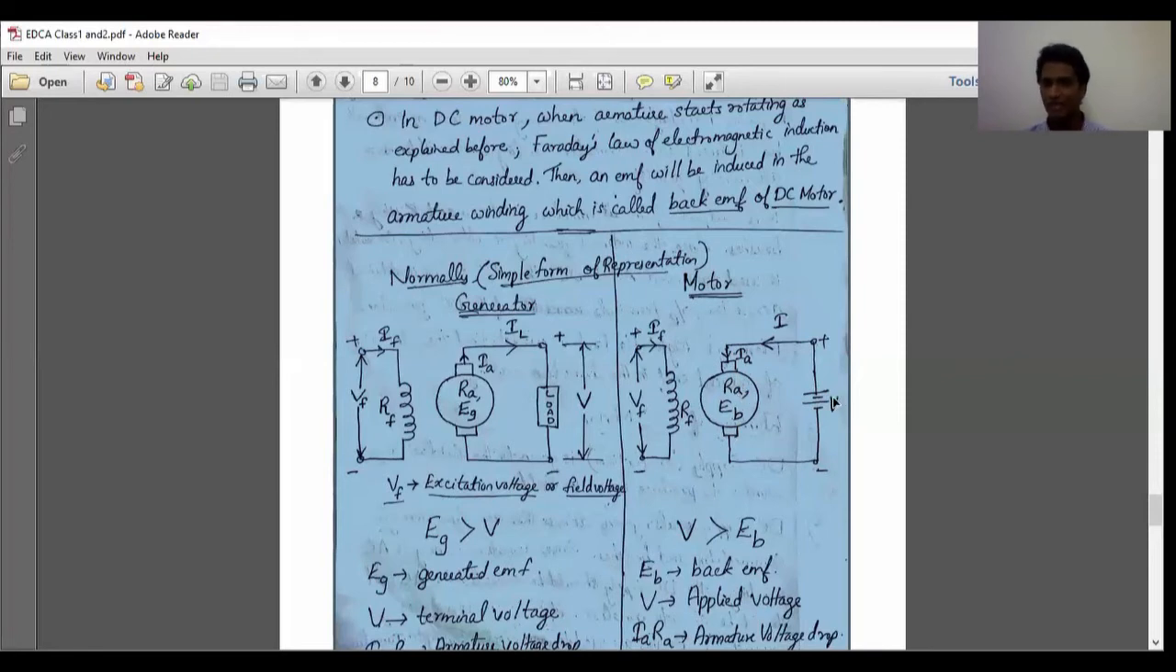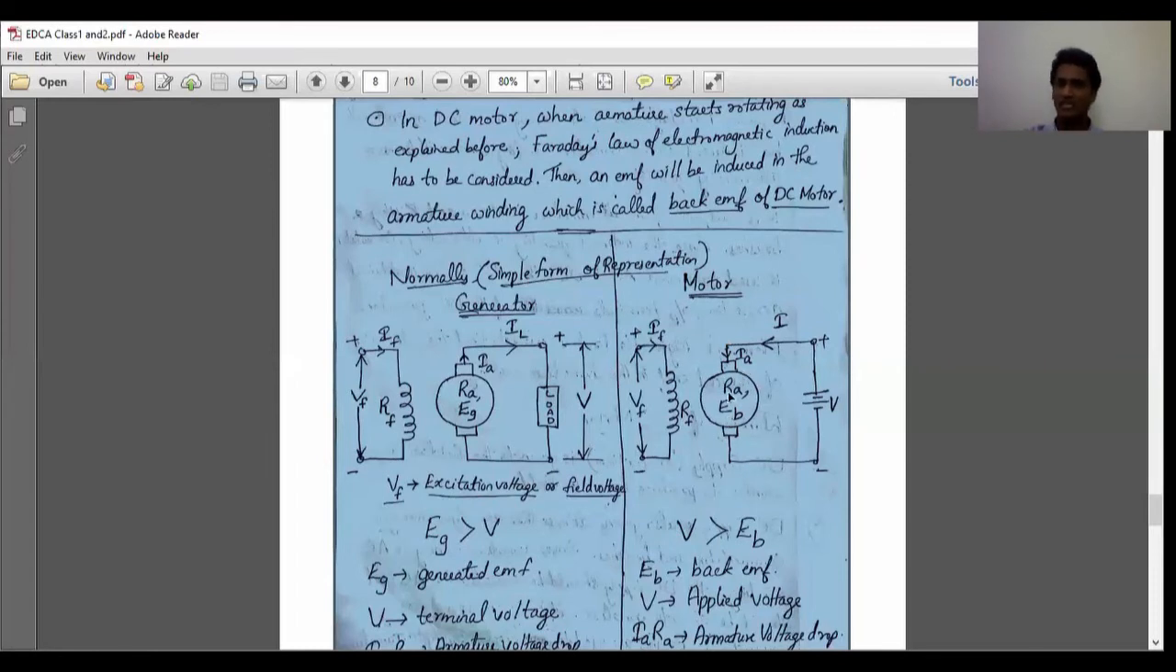Here V is the applied voltage. Whenever a voltage is applied across a closed circuit, I will be flowing, that is the input current, and the current flowing through the armature is called armature current. See the direction properly. Current is flowing towards the armature. In case of a generator, we are drawing current from the armature. In case of a motor, we are giving current to the armature. Here we are giving current to the armature. So IA is towards the armature.